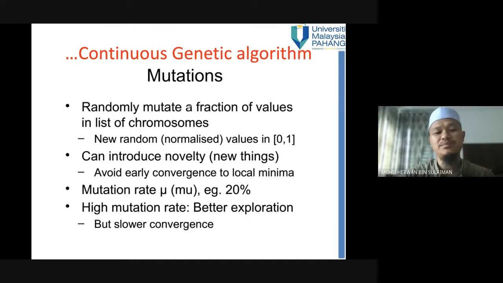Next, for mutation, it is simple. Normally, you just create a random number and multiply the variable that needs to be mutated. Okay, so this can introduce novelty, new things, and can avoid early convergence to local minima. When you have a higher mutation rate, your exploration will be bigger, but your convergence will be slower. But normally I set it to not more than 10% for the mutation. Okay.